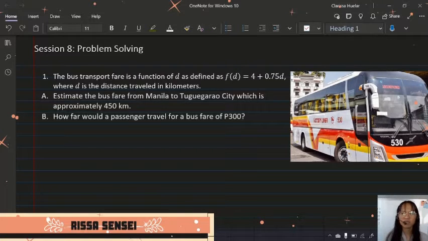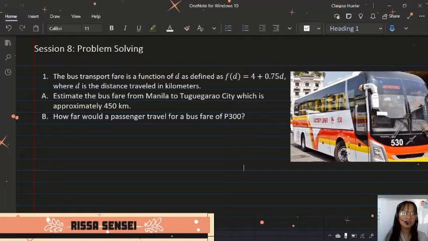The bus transport fare is a function of d, defined as f of d equals 4 plus 0.75d, where d is the distance traveled in kilometers. So remember, the unit that was used in the problem is in kilometers. Then the question is, A, estimate the bus fare from Manila to Tuguegarao City, which is approximately 450 kilometers, and B, how far would a passenger travel for a bus fare of 300 pesos.